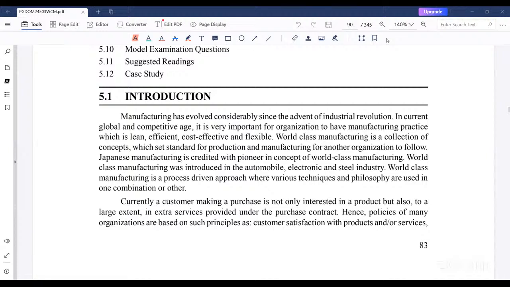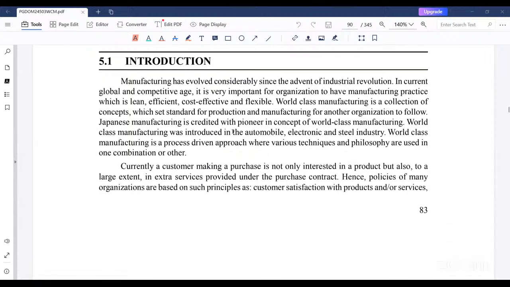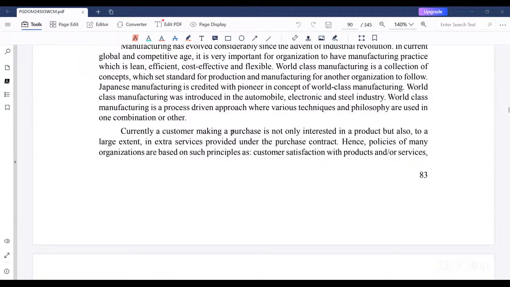World-class manufacturing was introduced especially in the automobile, electronic, and steel industry. It was a process-driven approach where various techniques and philosophies are used in one combination or the other. Currently, whenever a customer makes any purchase, they are interested not only in a product but also, to a large extent, in the extra services provided under the purchase contract.